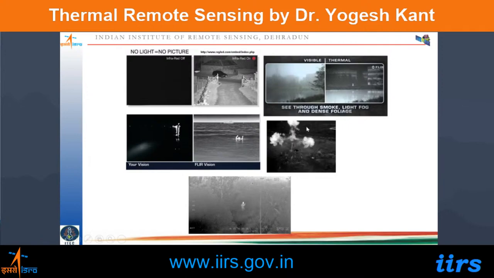It can penetrate thin clouds. You can see from an aircraft that it can penetrate the thin clouds, and fog also, it can penetrate to some extent. You see, it's a thin fog, also it can penetrate.